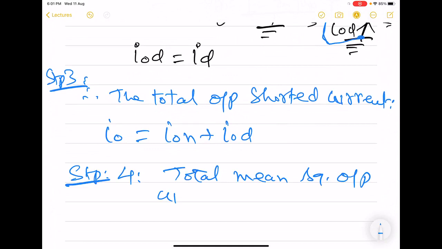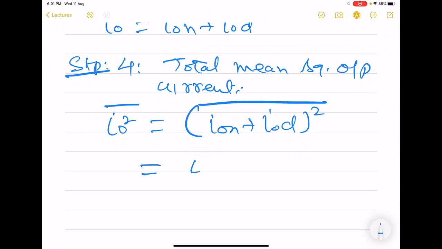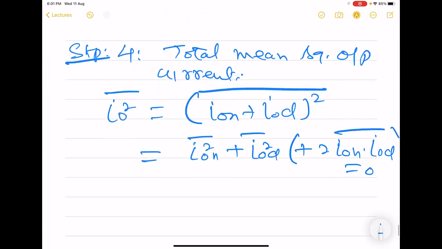So IO mean square is going to be the mean square of ION plus IOD. And since these two are uncorrelated, this is going to be the sum of the mean squares of the individual terms. The mean of ION times IOD is going to be equal to zero. So this is the benefit of uncorrelated sources.